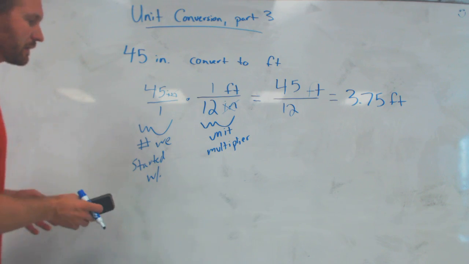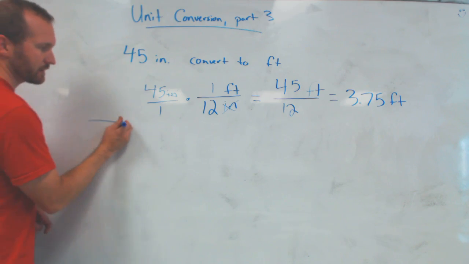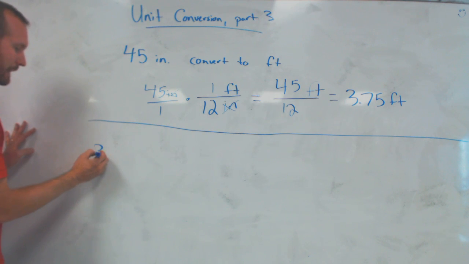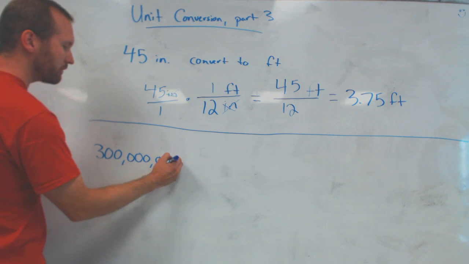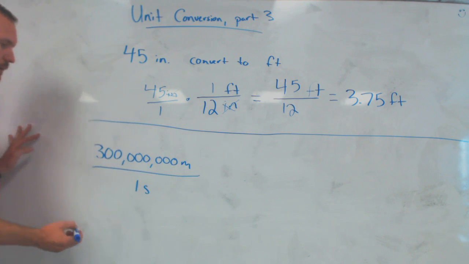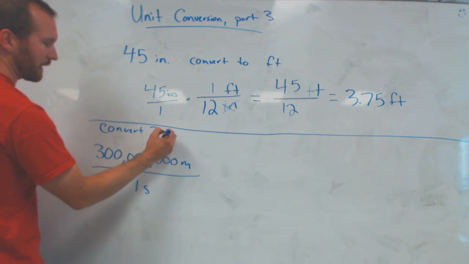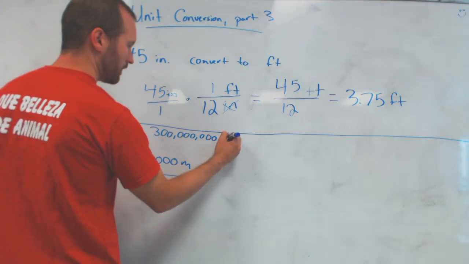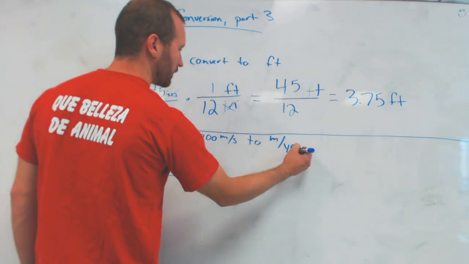Now I want to do something. The next problem that we do is going to be really interesting to me as a scientist. Okay? I know that light travels at 300 million meters per second. So I want to convert the speed of light, 300 million meters per second, but I'm going to convert it to meters per year.